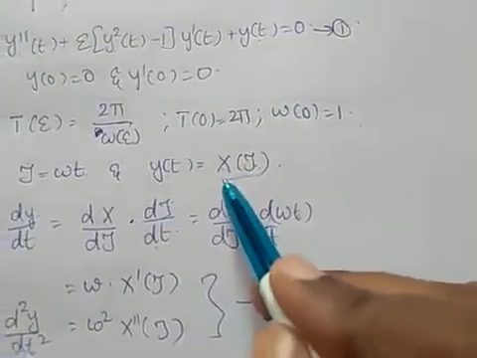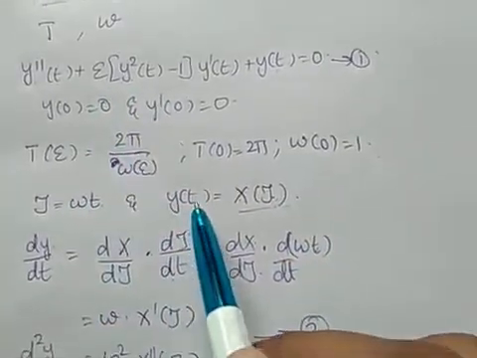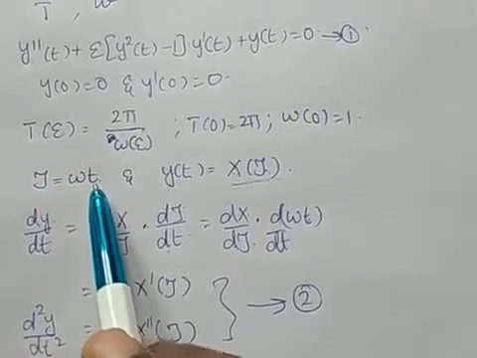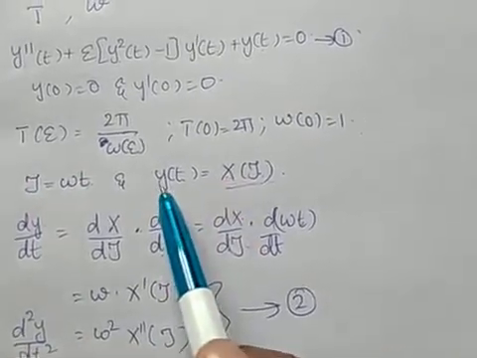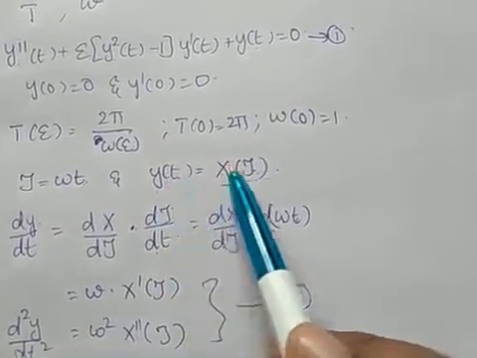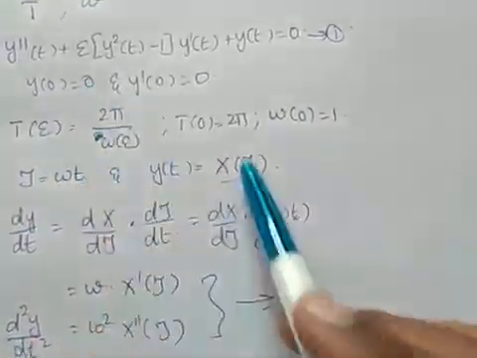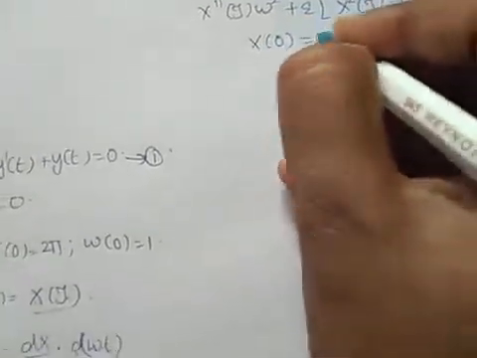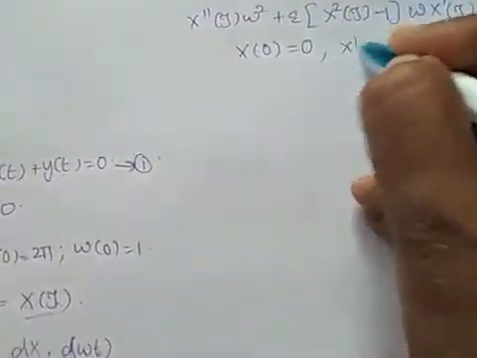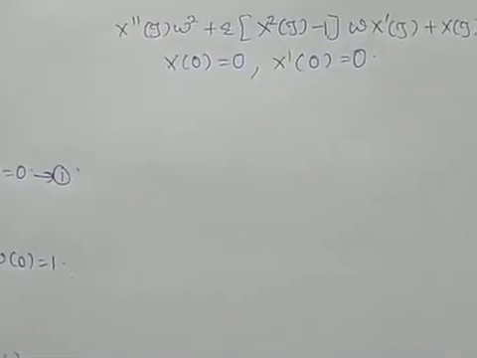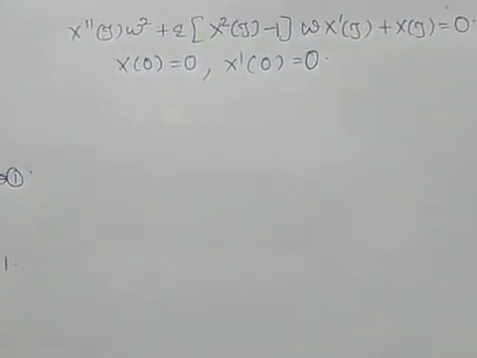Also y is x. So when t is 0, tau is also 0. So y of 0 is x of 0. What is y? When y of 0 is 0, it means x is 0. Therefore x of 0 is 0. Similarly x dash of 0 is also 0. This is the initial conditions in terms of x dash.